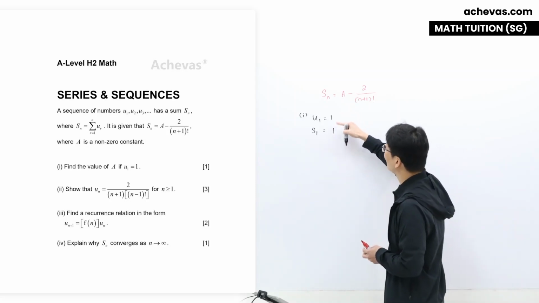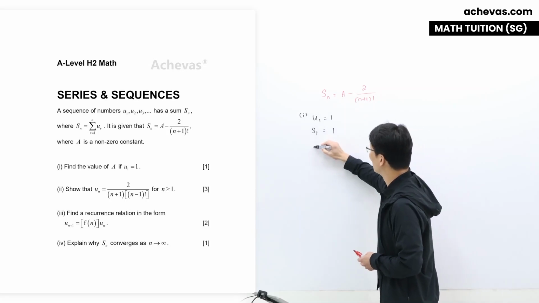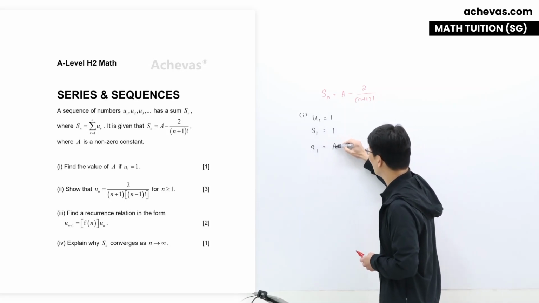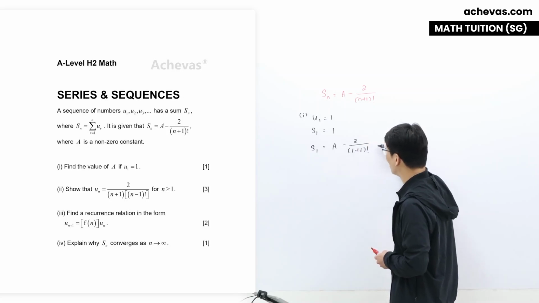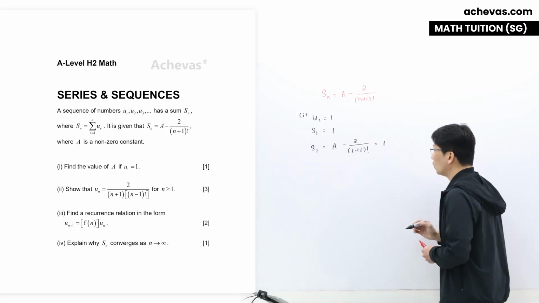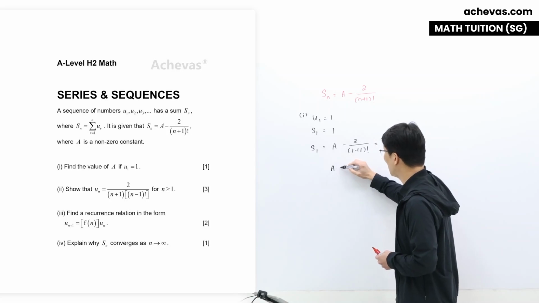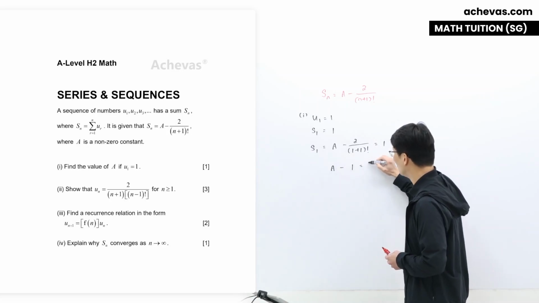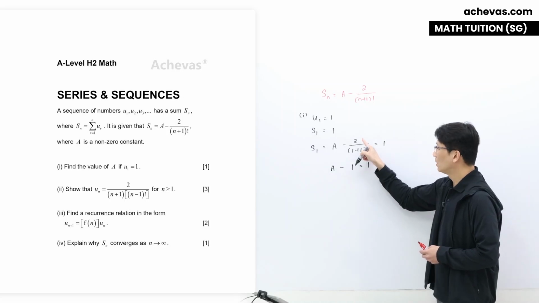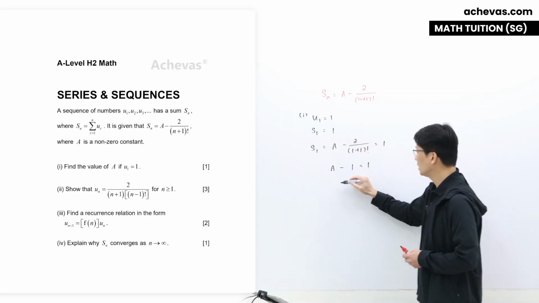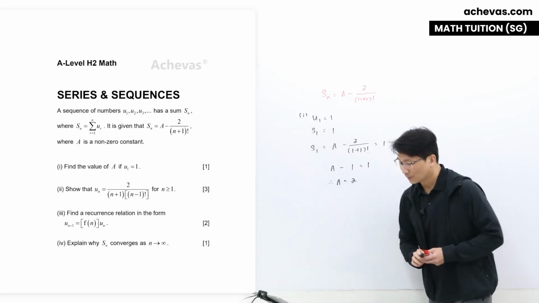And we can sub n equals 1 into this expression here. So we have S1 equals a minus 2 over (1 plus 1) factorial, which is just equal to 1. So we can simplify a bit. This will just be a minus 1 equals 1. 1 plus 1 is 2, 2 factorial is just 2, 2 divided by 2 gives me 1. So therefore, a equals 2.